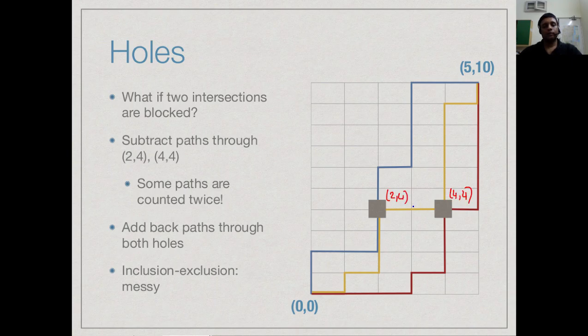Okay? So if I count all the paths going through 2, 4 which I have already done, I can subtract those. Similarly, I can compute all the paths going through 4, 4 and subtract those. But now what happens is that this yellow path, okay, is subtracted twice because it is part of the paths going through 2, 4 and part of the paths going through 4, 4. Right? So I have accidentally removed it twice from my total. So I have to put it back. Right? So you have to now compute those paths which go through both the intersections and add them back.